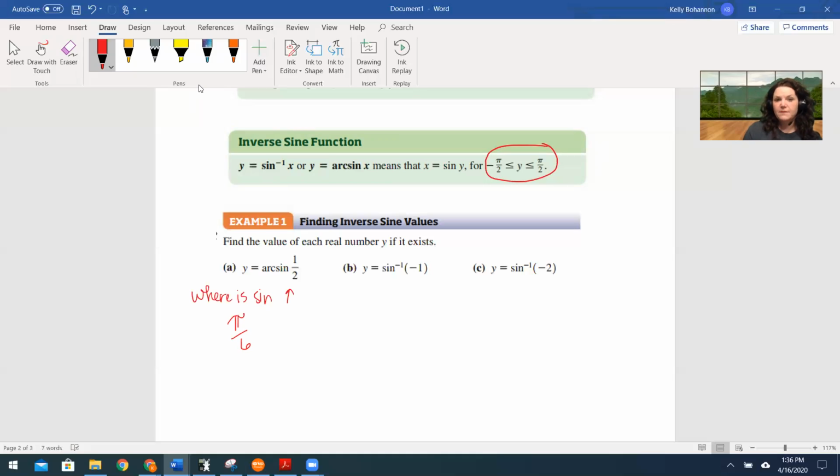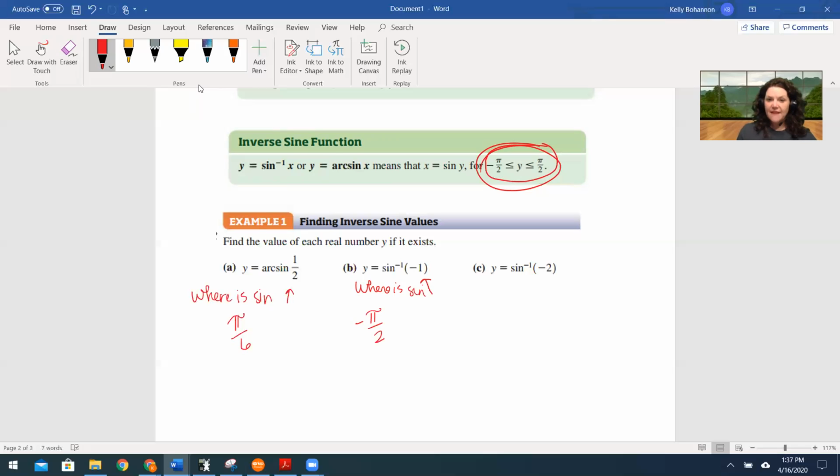Same thing here. I ask myself, where is sine -1? So I have to think about where sine is -1. Well, sine is the y value. At pi/2, sine is 1. At -pi/2, sine is -1, and it does say equal to, so I can say it's -pi/2. You can't use 3/2 pi because it doesn't go to 3/2 pi. It only goes between pi/2 and -pi/2.